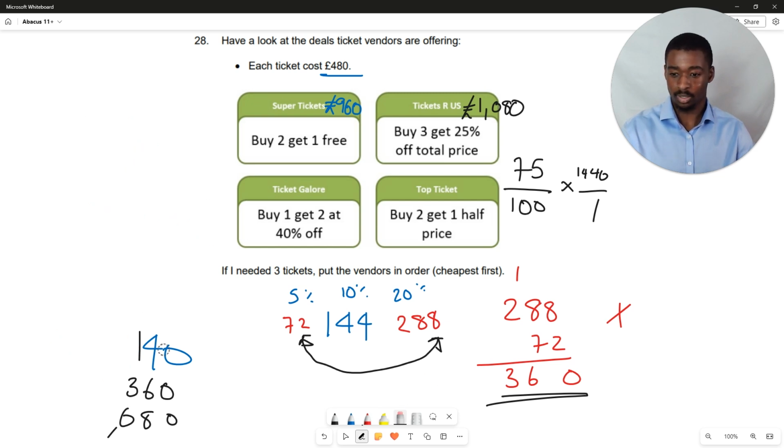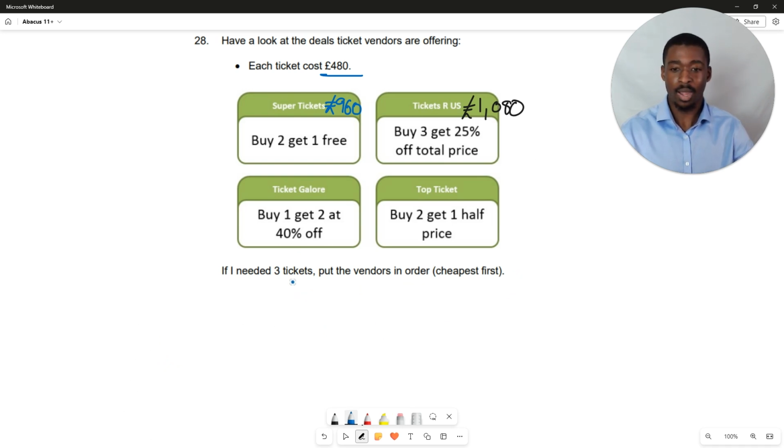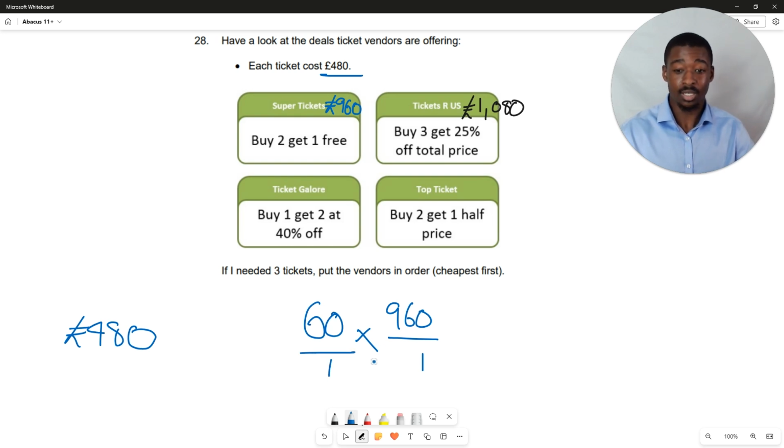Let's clear up this space. Let's create some room. So what is ticket galore's offer? Buy one, get two at 40% off. Okay, so now we can use our technique that we described up here. Buy one for 480, cool. And then get two at 40% off. So two would cost us 960. But if we're getting 40% off, then that means we're only paying 60% of the actual price, right?